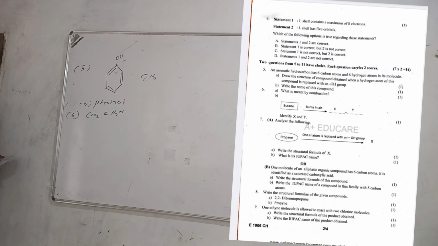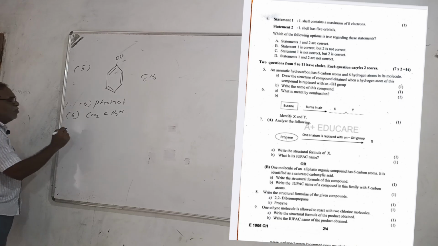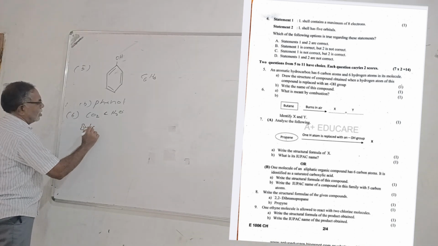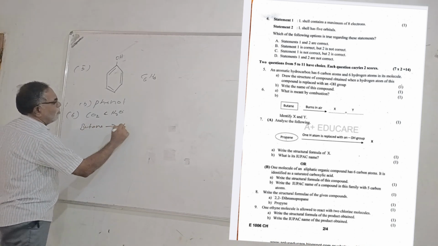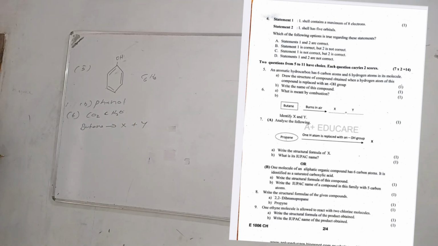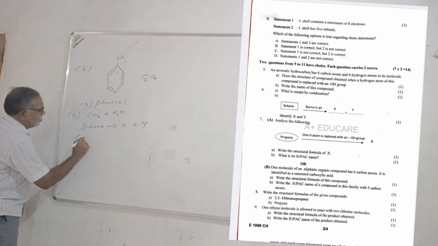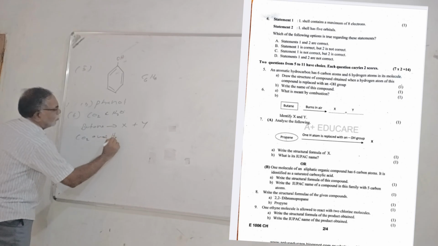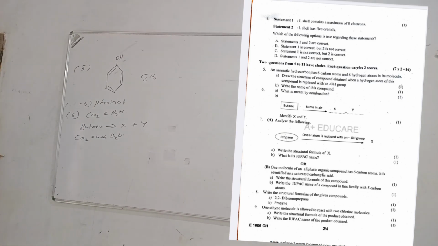So here butane burns in air, and you have to identify X and Y. They do not require the balanced equation. So butane, when it burns, gives X plus Y. Already we said carbon dioxide and water. So X is carbon dioxide and water. So the answer is carbon dioxide, CO2, and water. So when hydrocarbons burn in air, they react with oxygen to form carbon dioxide, water, and also heat and light.